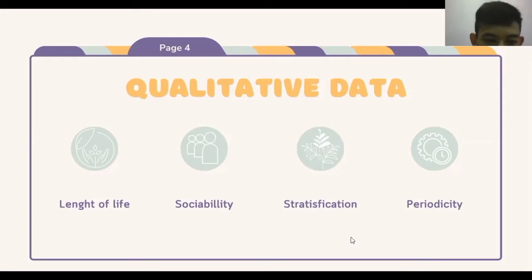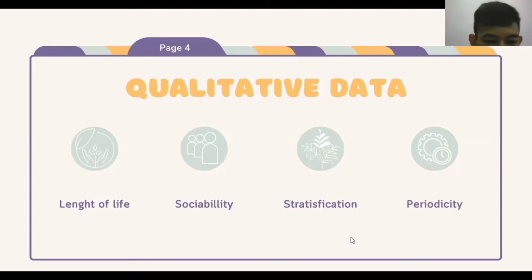2. Sociability. Sociability states the relationship between existing weed types and how they are spread or grouped in the community. For example, living alone, in group, clustered, and scattered, or forming a wide expanse.